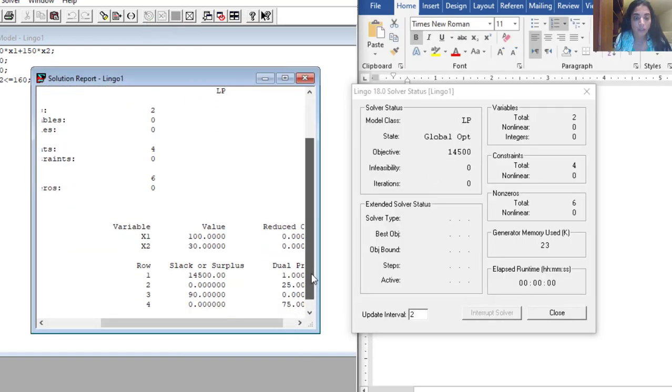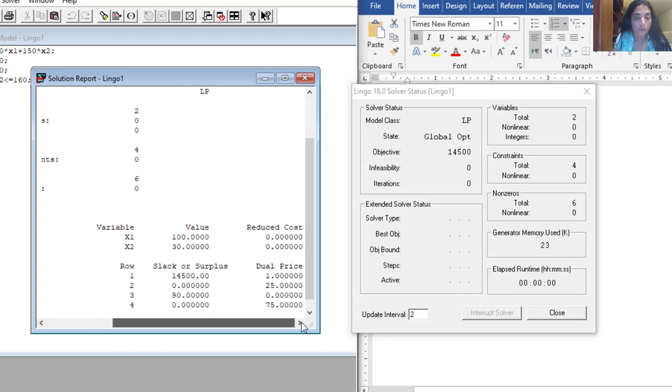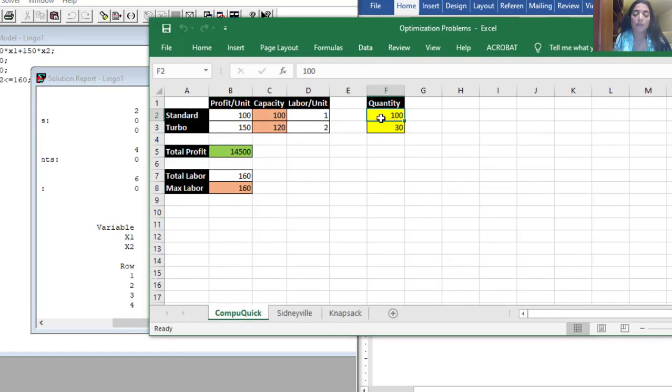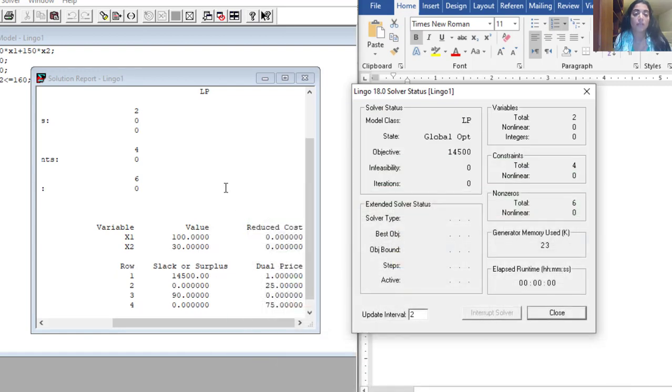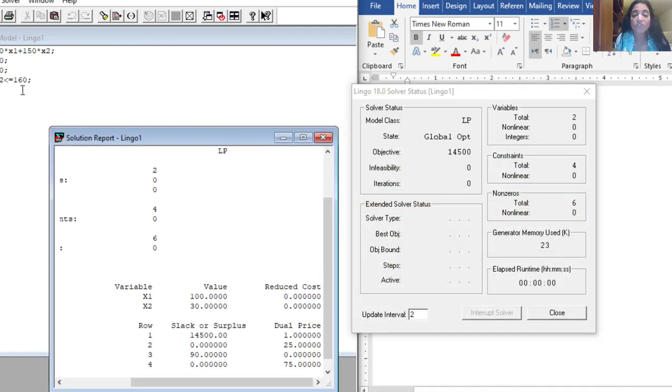Now, in the same window, if you scroll down, you can see the values of x1 and x2. x1 is 100 and x2 is 30, and that's it. In Excel, we found the same values. It is 130, and that's it. So it's very easy to do, much easier than Excel. It's very easy to do linear optimization problems using Lingo.